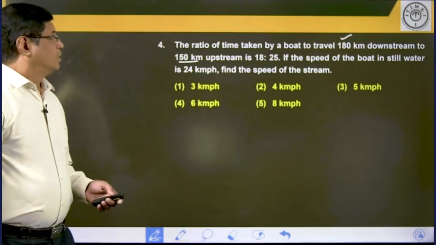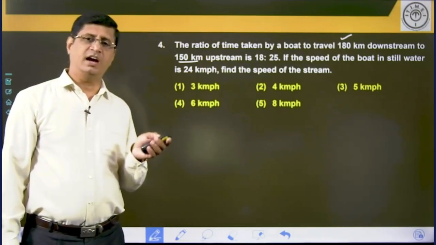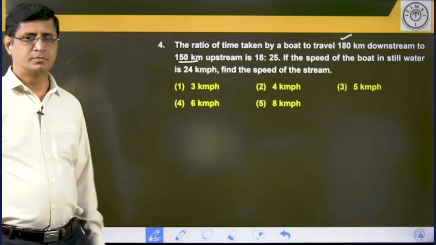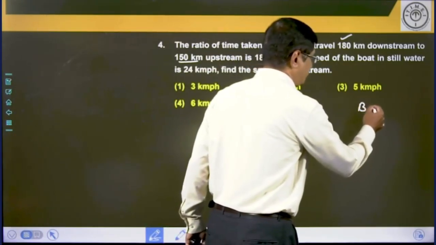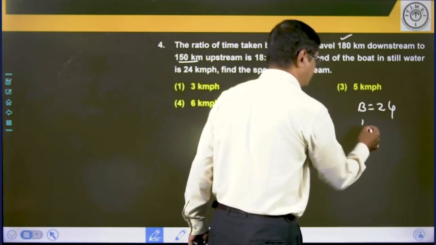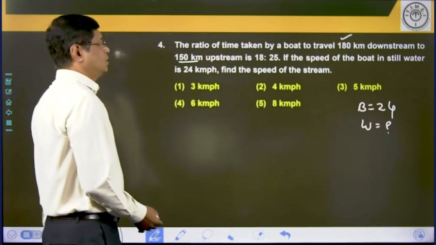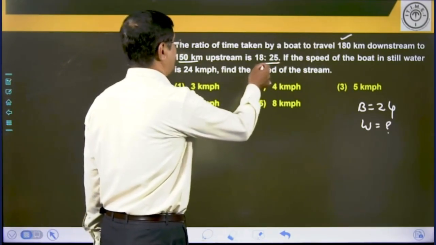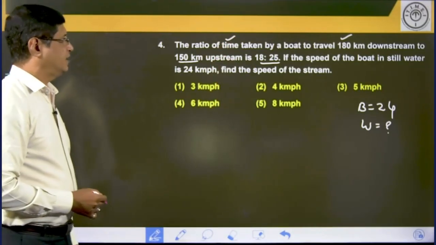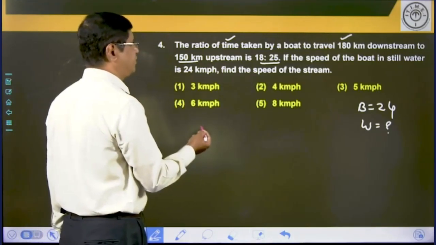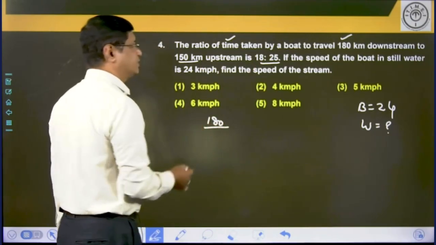Okay. The distances are 180 and 150 kilometers. The speed of the boat is given here, 24 kilometers per hour, and the speed of the stream is to be found. What about this 18:25? 18:25 is the ratio of the time. Time means distance by speed. Now downstream, how much here? 180 kilometers.